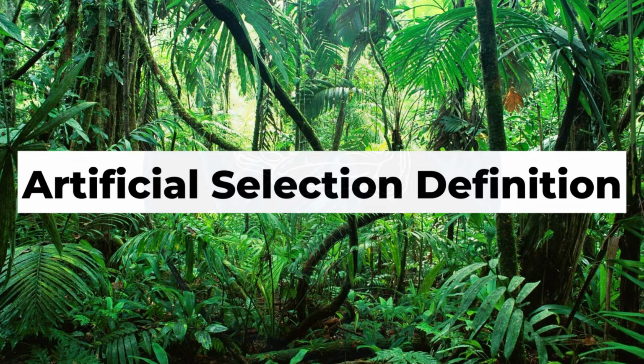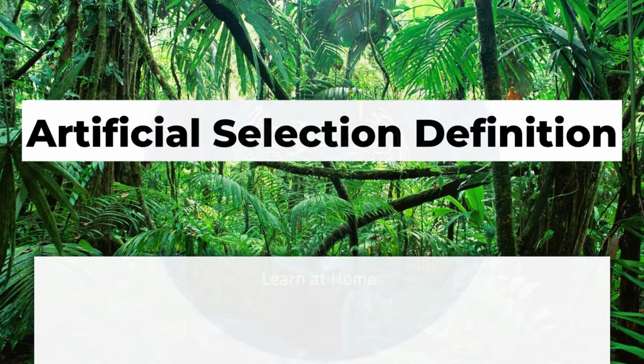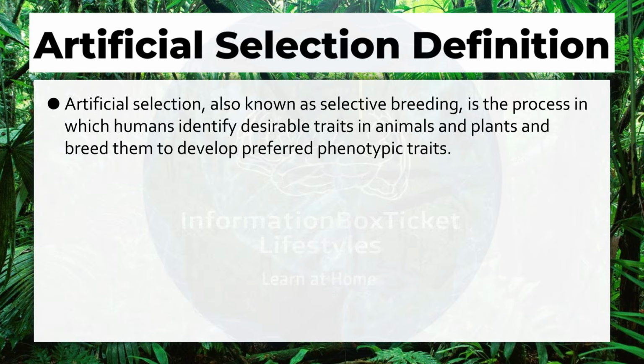Artificial selection definition. Artificial selection, also known as selective breeding, is the process in which humans identify desirable traits in animals and plants and breed them to develop preferred phenotypic traits.